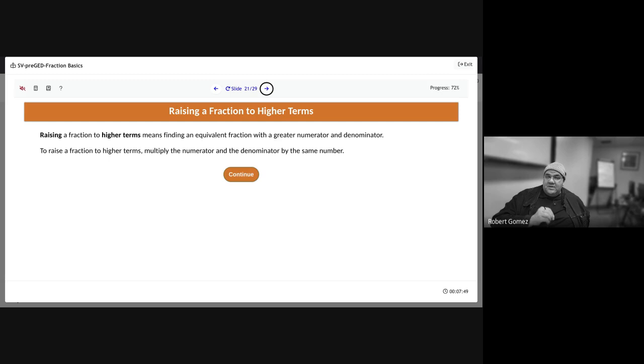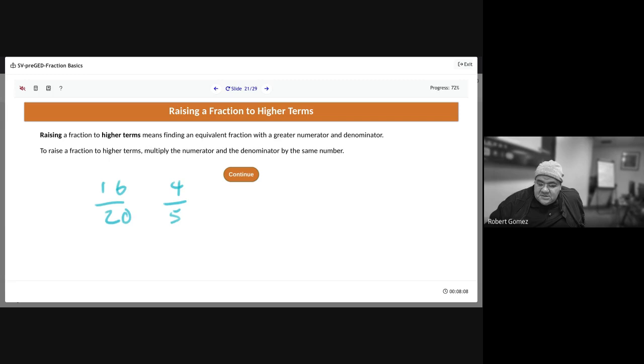Okay, so raising a fraction to a higher term means finding an equivalent fraction. Oh, I forgot to do equivalency, right? So really quick, my bad. If I wanted to find out if 16 over 20 was the same as 4 over 5, I can just cross multiply. So I'm going to multiply 16 times 5 and 20 times 4.